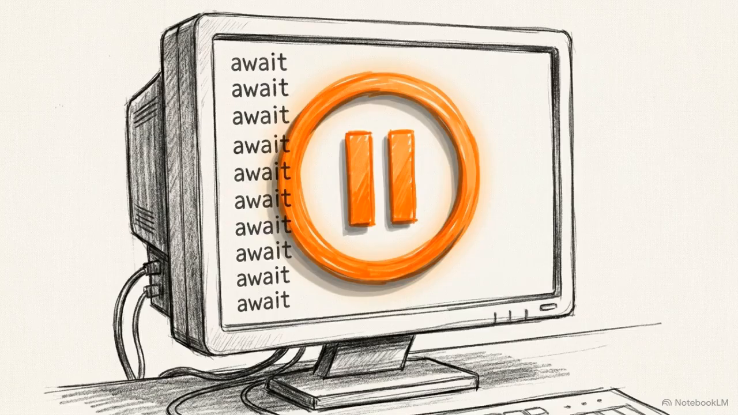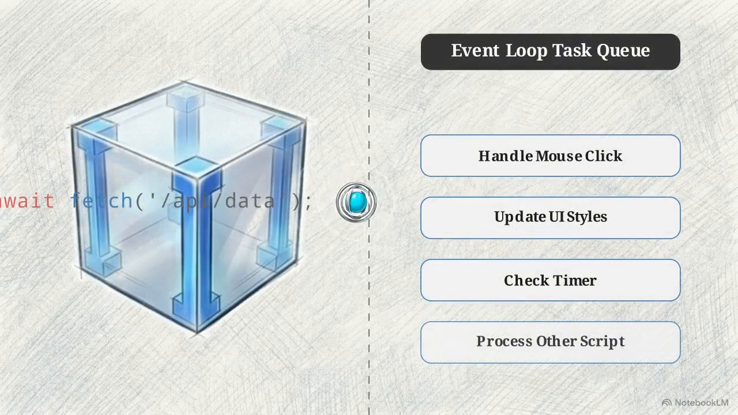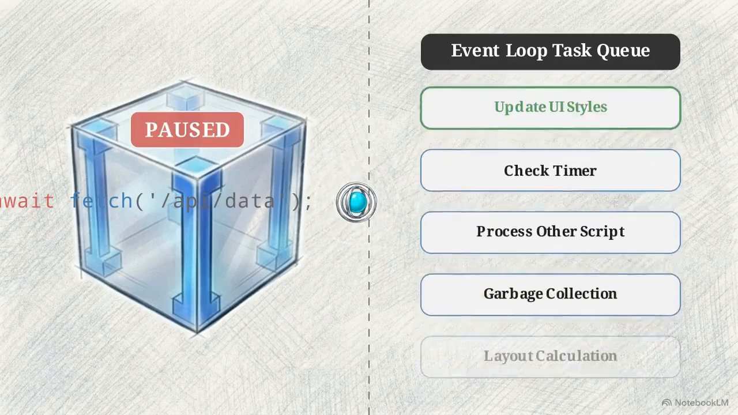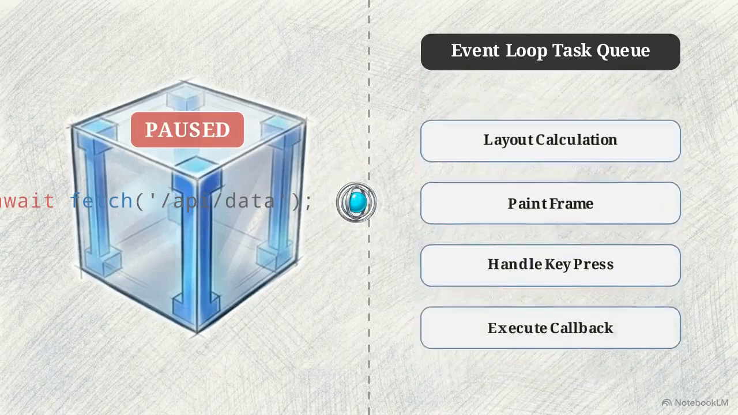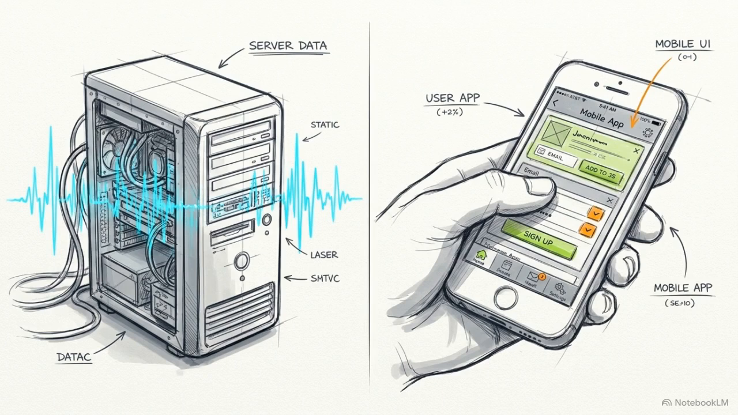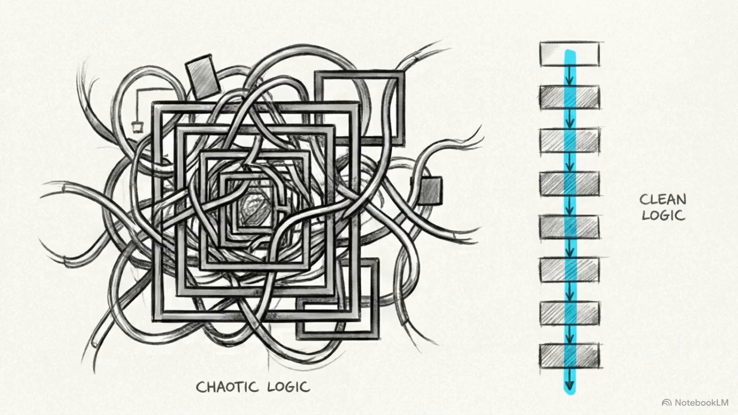Looking at this clean, top-to-bottom code, it creates an illusion that the program has stopped to wait. But await only pauses the local function's execution. It immediately yields control back to the event loop, allowing the rest of your application to remain interactive while the network does its work. Transforming nested callbacks into linear logic shifts your focus from managing indentation levels to tracking the actual sequence of your application data.